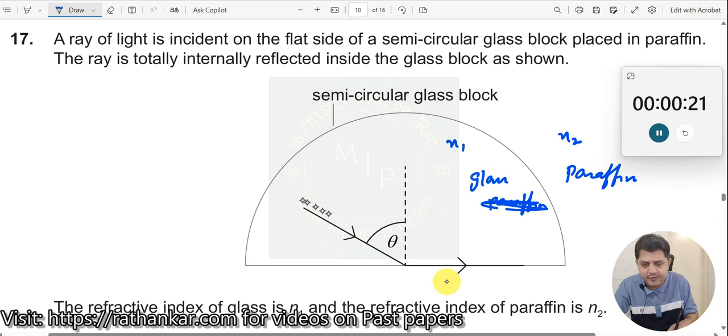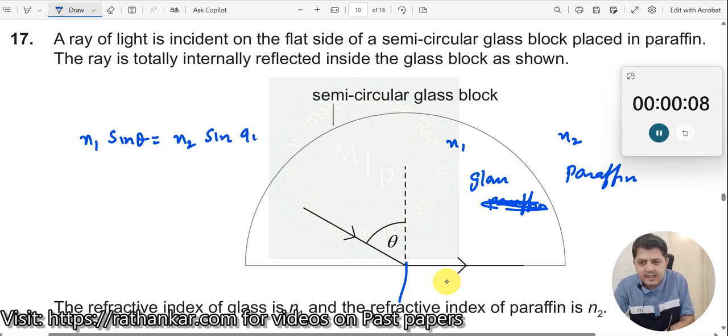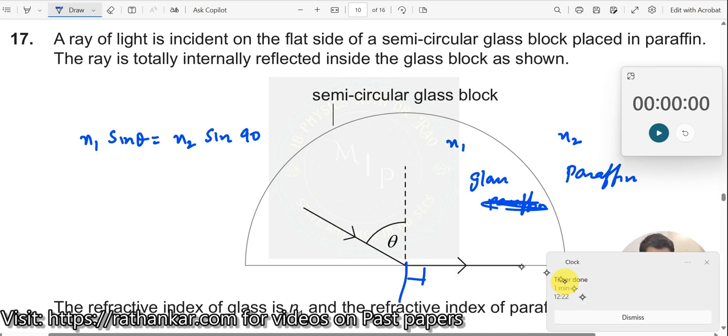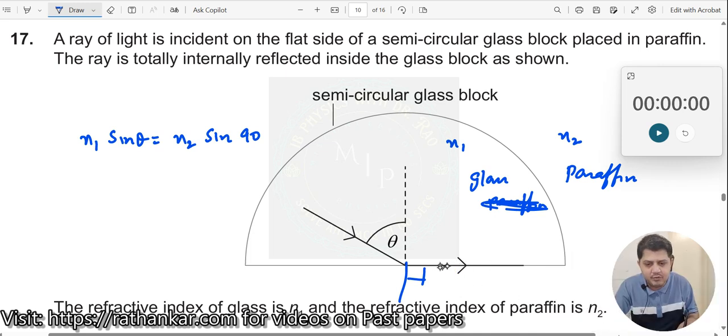So therefore, if I apply Snell's law here, I can now say N1 sine theta is equal to N2, and what is the refracted ray? Where is the refracted ray? It's going like this. N2 into sine 90, where angle 90 is nothing but the angle of refraction. Actually, it should go like this. It's not going like this because of the difference in the refractive indices. So it is getting refracted along the surface of separation between the two, and as a result it is going like this. So you have this one.